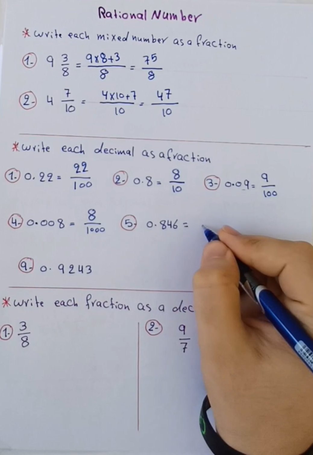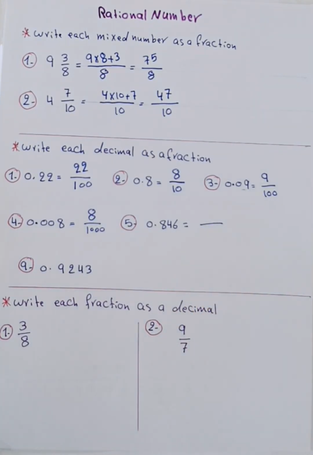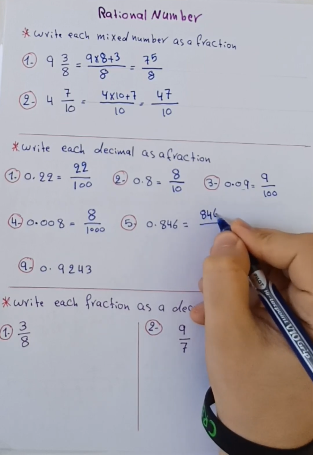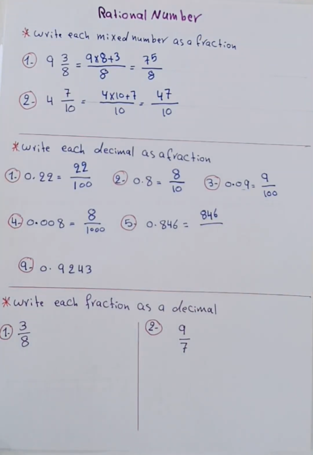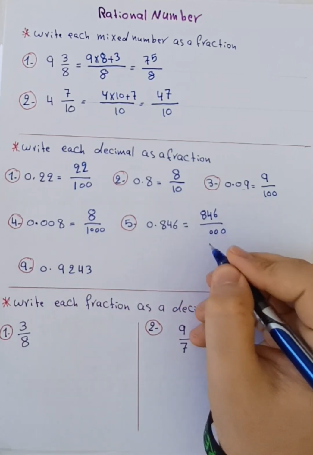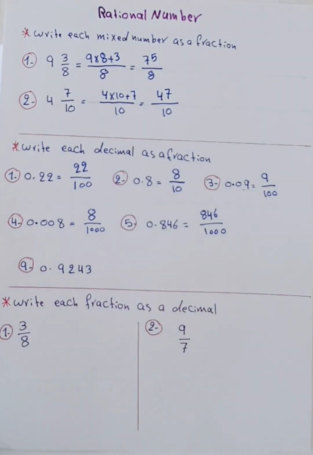Example number 5, we have 0.846. We have to write 846 as a numerator, and for the denominator, after this point you have three numbers, so you have to write 3 zeros with 1.